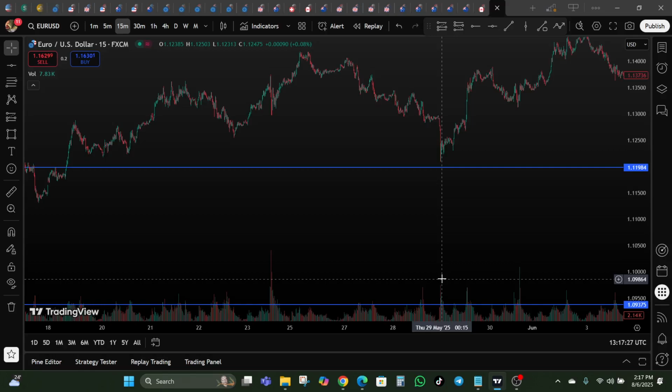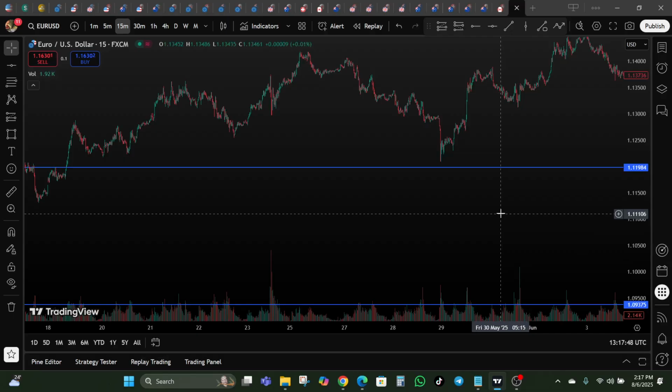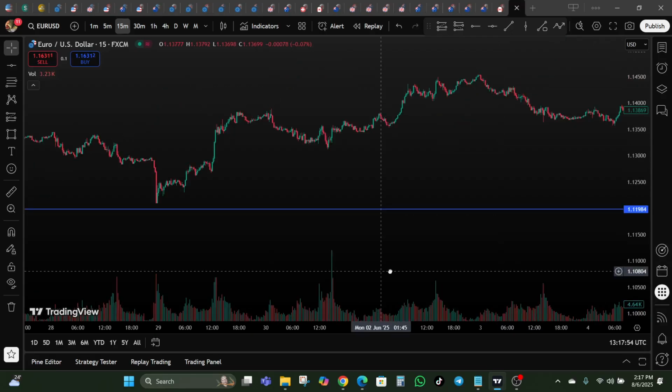Then volume divergence is another thing to look out for, when price makes a new high or maybe a new low, but the volume is lower than the previous swing. This signals momentum is weakening. And then finally, you look out for volume rejection candles, where you have large wicks combined with rising volume. It's a sign that institutions are defending that level.